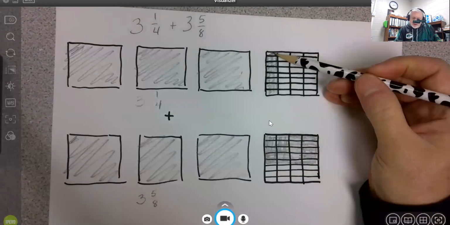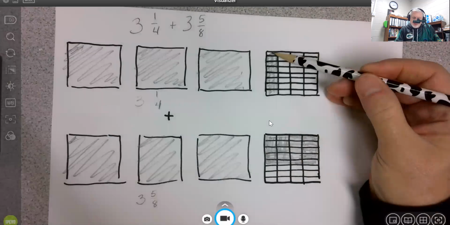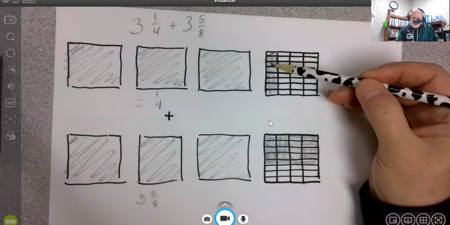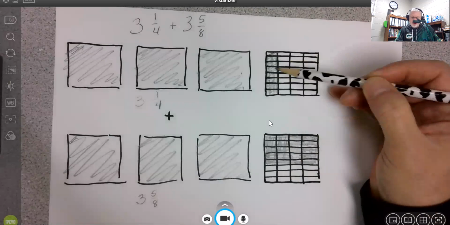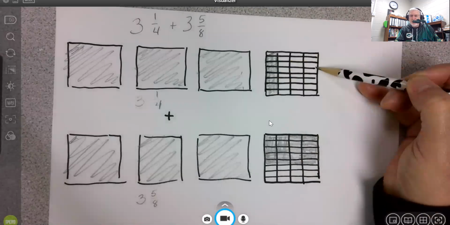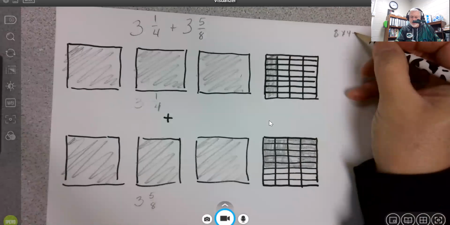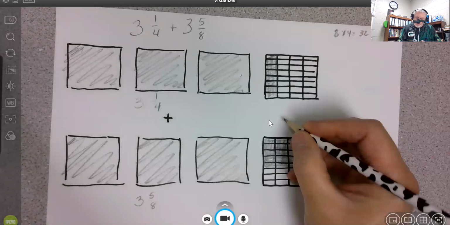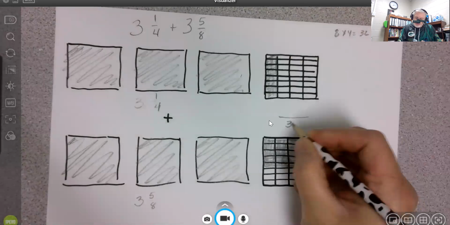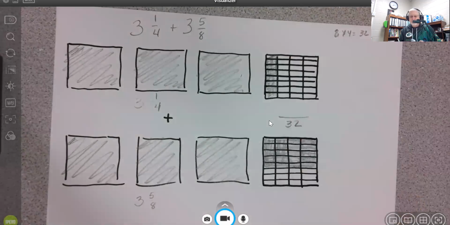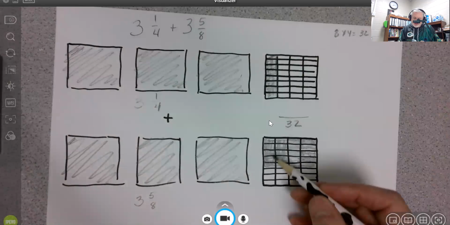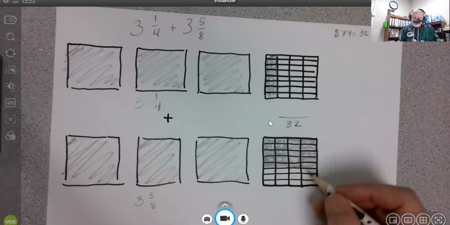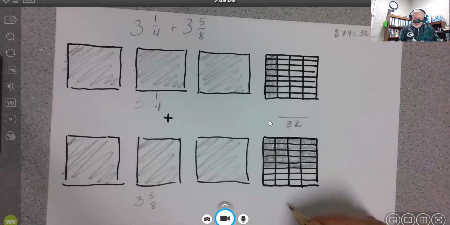So I'm going to count how many are in each column. 1, 2, 3, 4, 5, 6, 7, 8. There's 8 in each column, and I have 4 columns. So if I do 8 times 4, I get 32. So 32 is my denominator, okay? Because that's how many parts are in my whole. And if I did look at the same thing, I have 8 in each column, and I have 4 columns, so I should have 32.